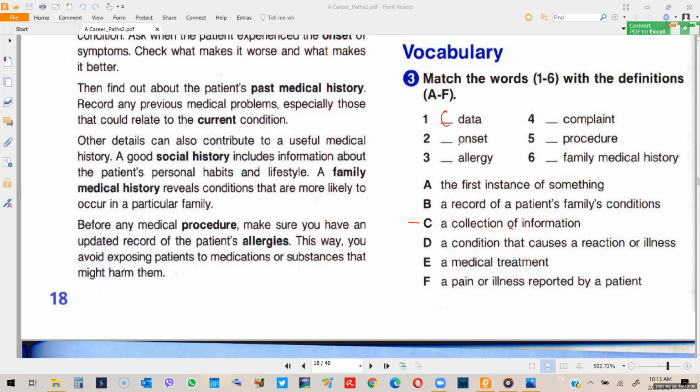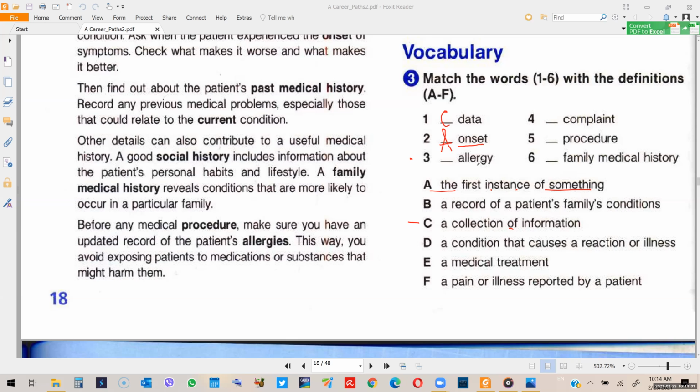Onset. This is one word, not on set. It's the first instance of something. So you ask the patient, when was the first time you had a headache? When was the first time you had diarrhea, for example? When was the first time or the first instance you had this allergy, for example?